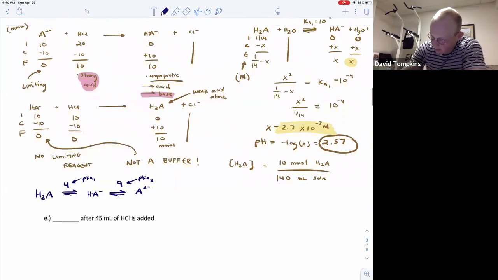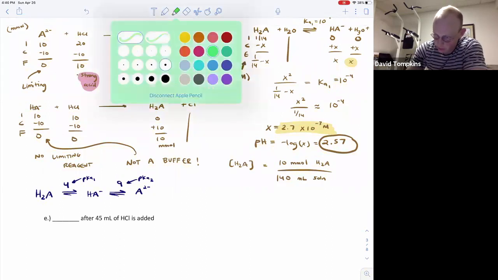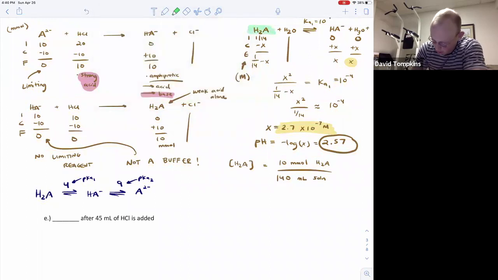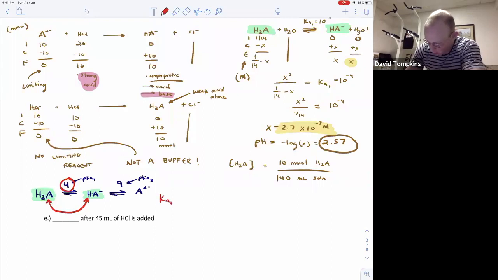And here we have the acid H2A. So in this solution, the major species that we have is H2A, and when it dissociates, it's going to dissociate into HA minus. So I find those two in my equilibrium, and then I use the pKa value between them. And then therefore the Ka1 that you should use is 10 to the negative 4.